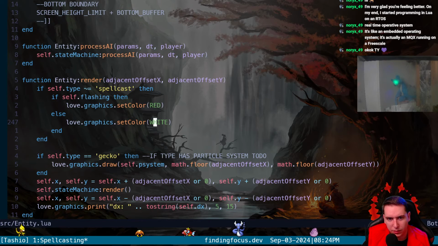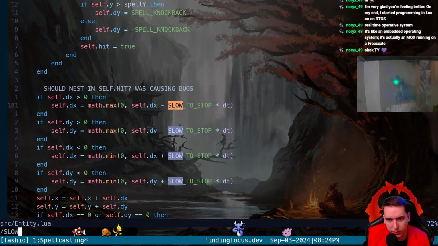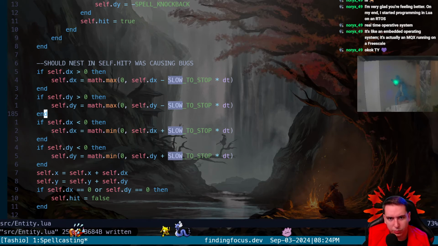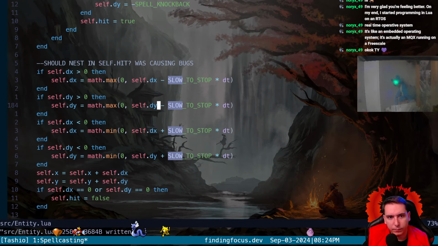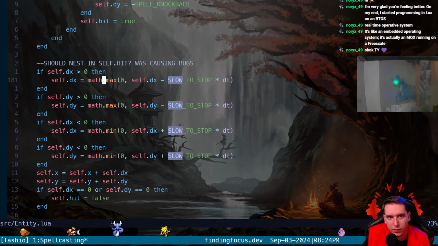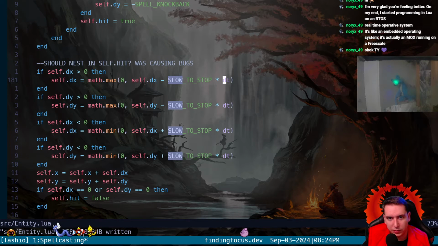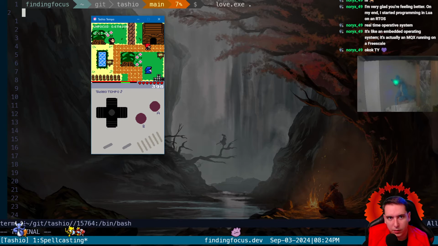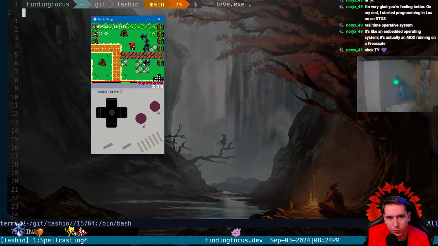Okay, so our DX is looking right. We're just not... Dude, why? We must be doing something weird to our DX outside of our slow to stop. Right? How else would we be screwing this up? All this is saying is, if we're moving to the right, then we take our current DX and change it to be whatever our current DX is, subtract a slow to stop scaled by delta time. So it should be consistent over time, slowing to a stop. Yet, we have different times.